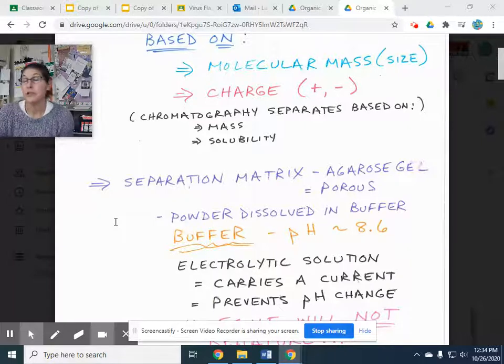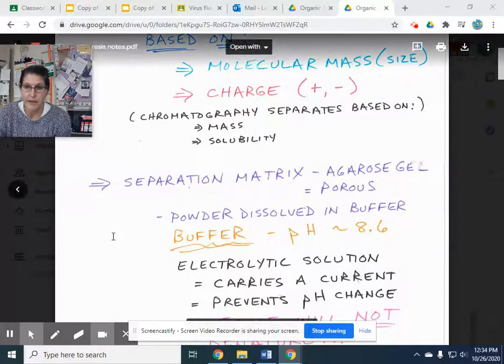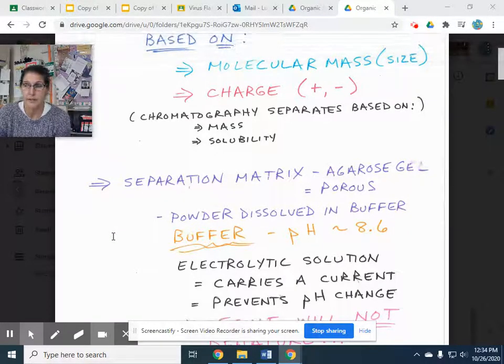Matrix was a word that we talked about before. It was one of the words that you guys were supposed to use in your introduction for your chromatography lab. Matrix within that chromatography was the chromatography paper. Matrix is what that molecule moves through. So in this particular lab, it is an agarose gel. It's very porous, just like your paper was.